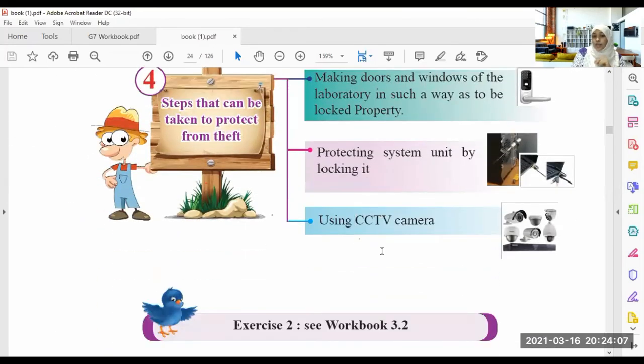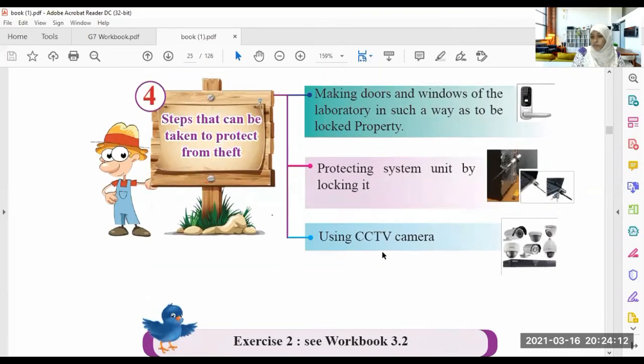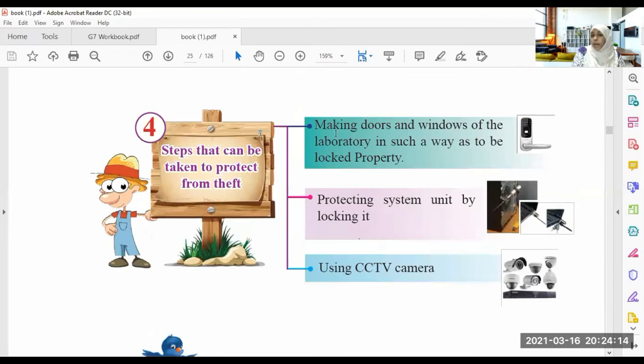Next one, steps that can be taken to protect from thieves. Making doors and windows of the laboratory in such a way as to be locked properly. You should lock your computer laboratory's windows and doors properly. So you should use safety locks. Protecting the system unit by locking it. You can lock the system unit also. If you want, I can show you how to lock the system unit.